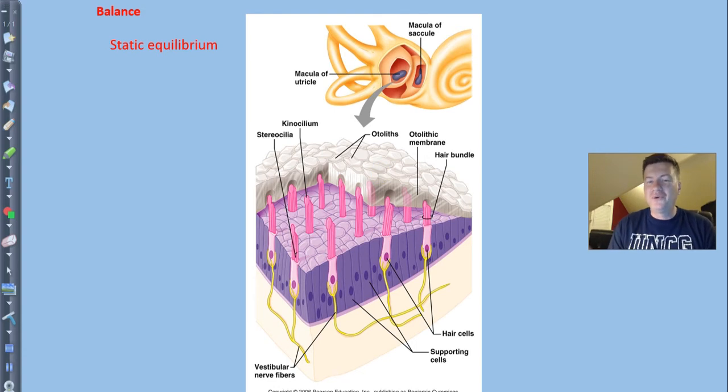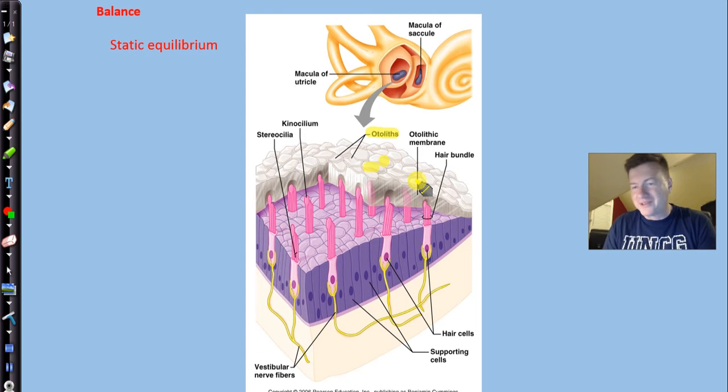Well, what's going to move that membrane? Inside of that membrane, you're going to have otoliths. Otoliths, if you recognize that term at all, lith refers to rock or stone. You actually have these little stones, these little pieces right here are actually tiny rocks.